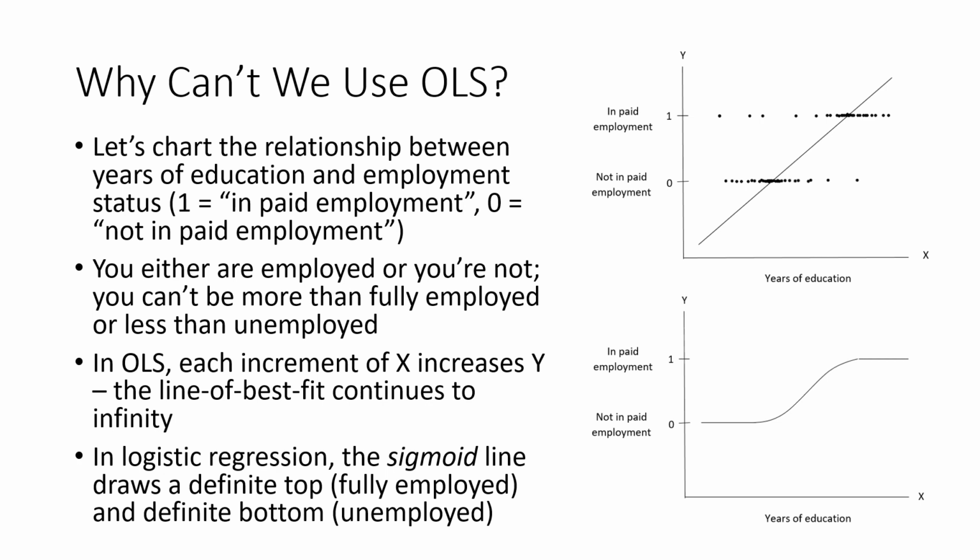Now, in logistic regression, rather than using a single line of best fit, a straight line, we use something called a sigmoid distribution, a sigmoid line, which is that S-shaped line to the right there on the bottom right-hand corner of the slide. The advantage of using a sigmoid line is that you can see it draws a definite top at fully employed as well as a definite bottom at unemployed. So you can see that, yes, it is possible to use multiple regression to predict a two-category outcome, but it likely won't make any sense, and therefore it's best to use logistic regression instead.